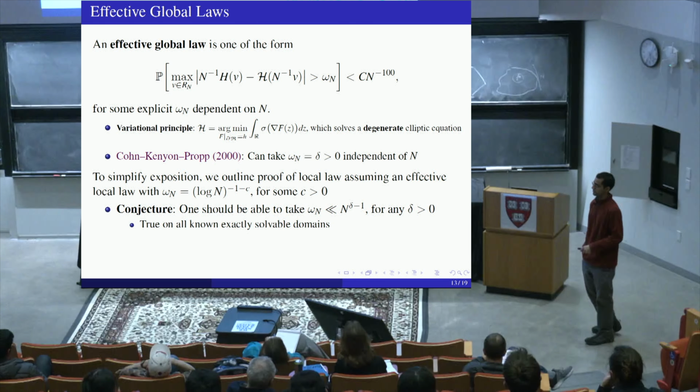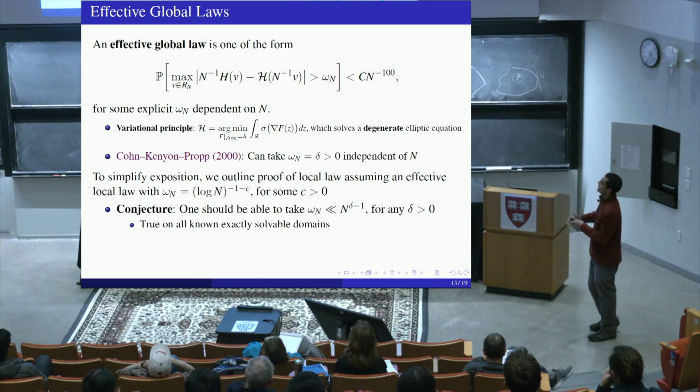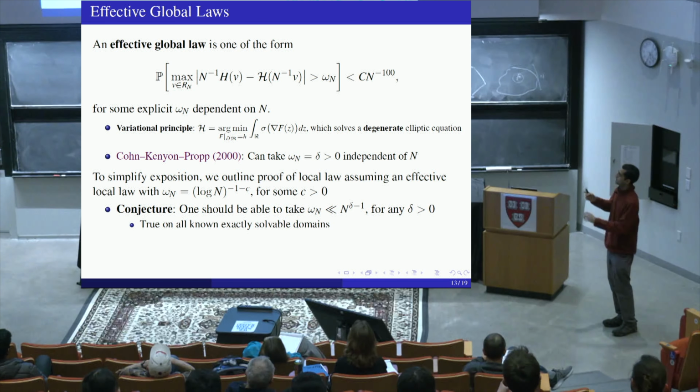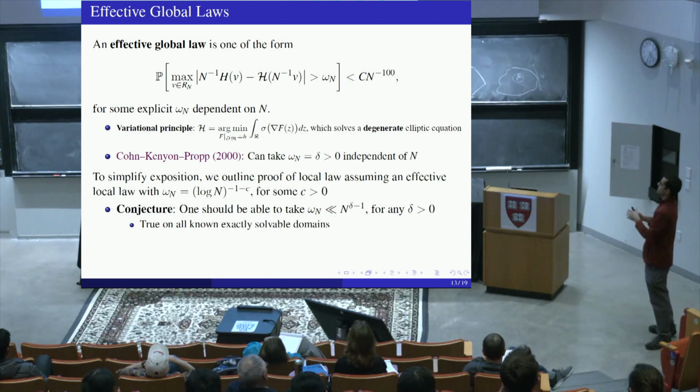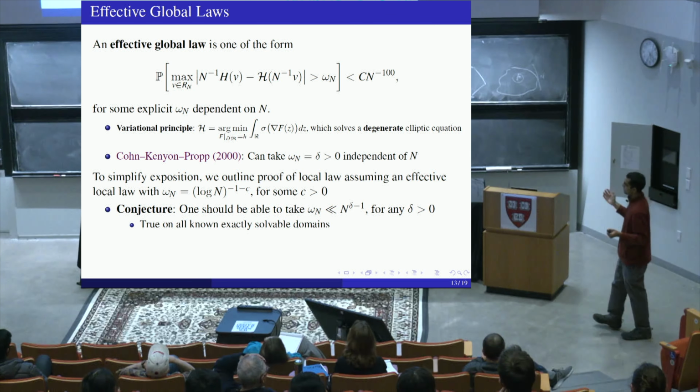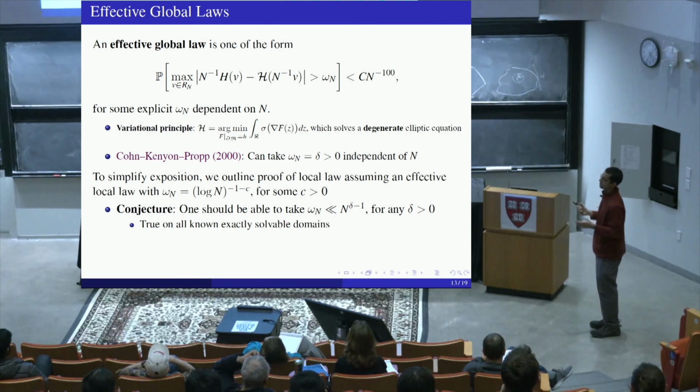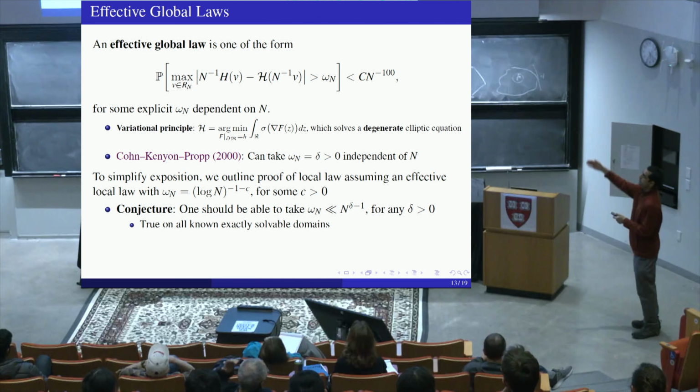To simplify things in this talk, I'll outline what to do if you have the statement that omega of n decays like (log n) to the -1 minus c. Suppose you have that kind of control. And the conjecture, which has basically been proven on any solvable domain for which you can compute things fully, is that you should be able to do way better than this.